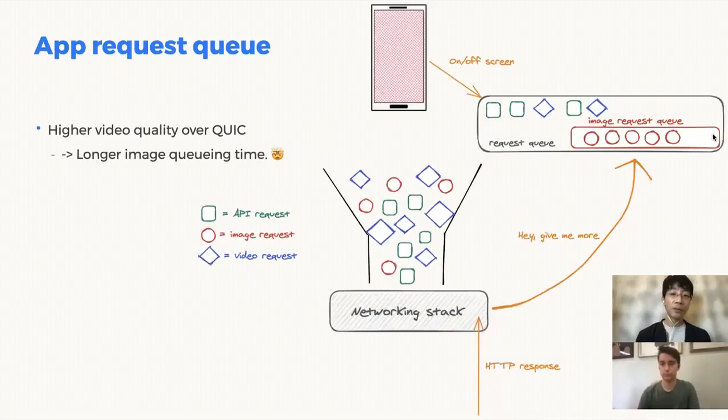Another very surprising app behavior that we had to understand was in the Instagram Android app. We enabled QUIC for video, image, and API requests. For API and video, everything looked very positive. But on the image side, the numbers were quite mixed. A notable regression was the image queuing time in the app itself.